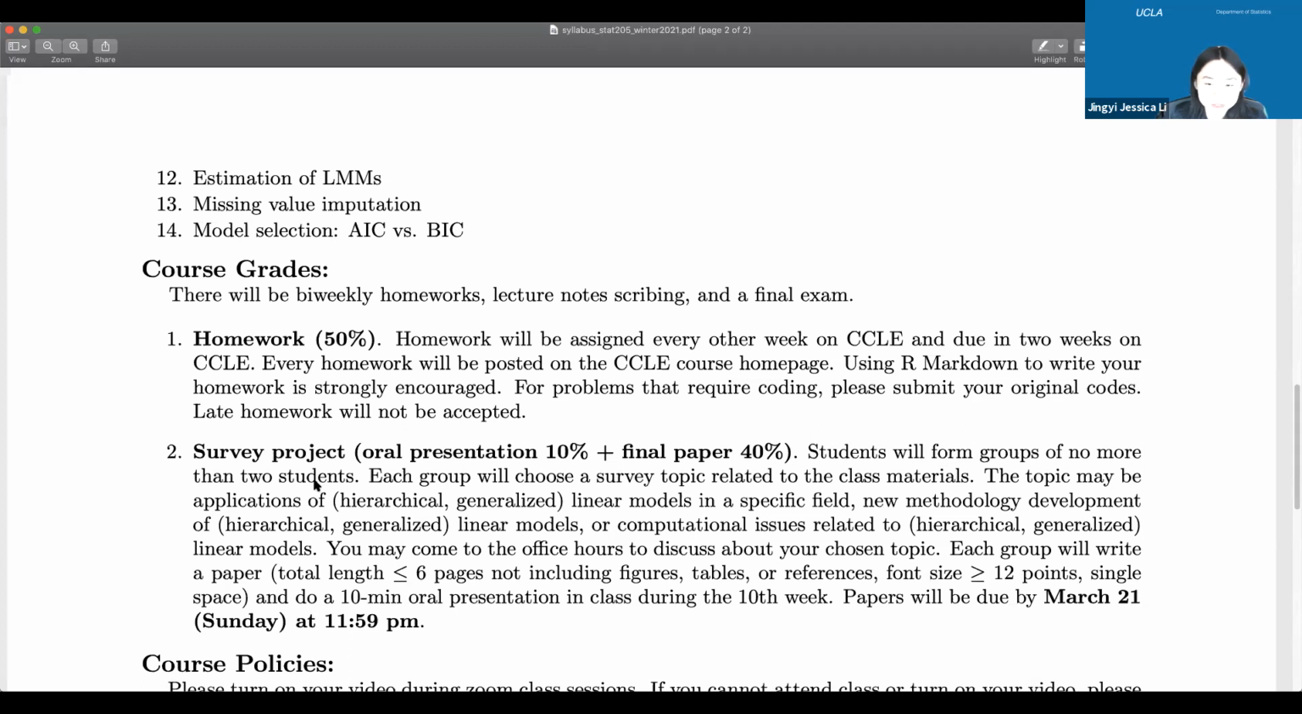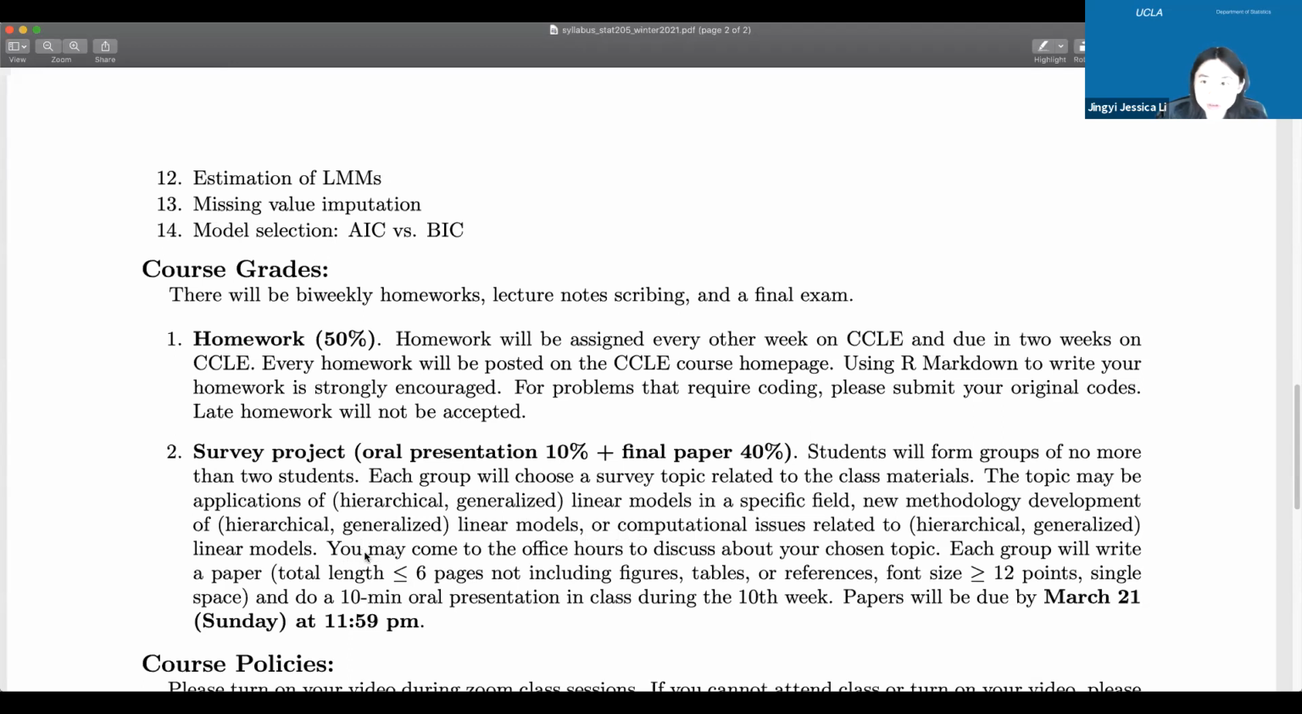So we will have groups with either 1 student or 2 students. Every group would choose a survey topic related to our class materials. For example, the topic may be applications of the models we cover in this class to a specific field like biology, like social science. And you may also survey new methodology development of the models we talk about, like extensions of the model we talk about. Or you may survey computational issues regarding the models, like how do people use faster estimation techniques, right?